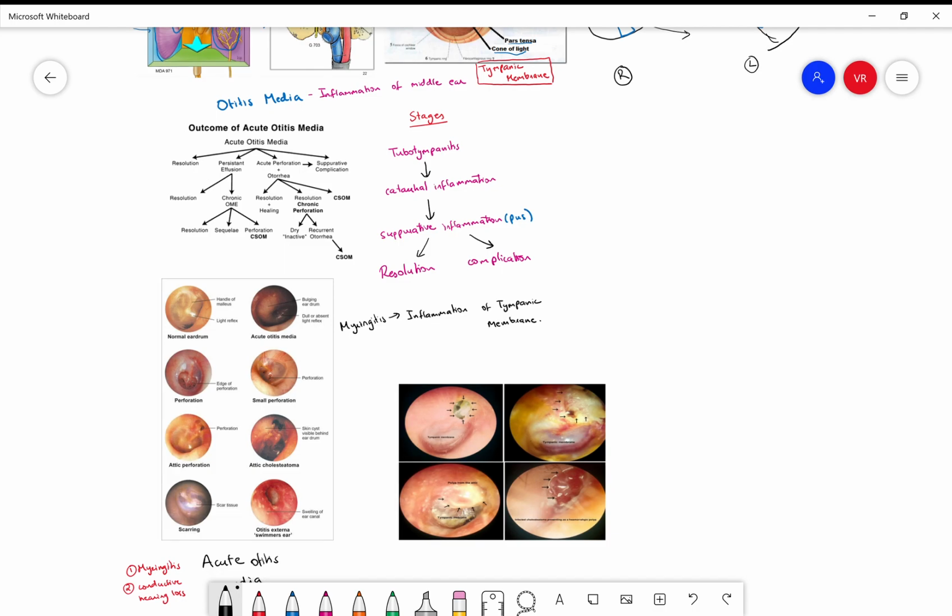Moving on to the diseases, very simple, it's just otitis media or inflammation of the middle ear. The different stages of this disease are tubotympanitis, and inflammation of the tympanic membrane is also known as myringitis. Then there are two types of inflammation. One, there's no pus involvement. Second one, there's pus involvement. Finally, it can become complicated or resolved based on the immune response to the organism.